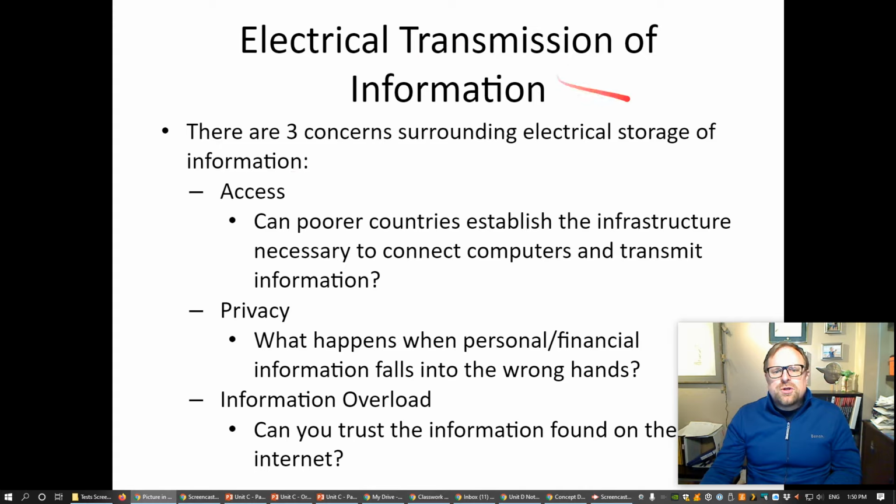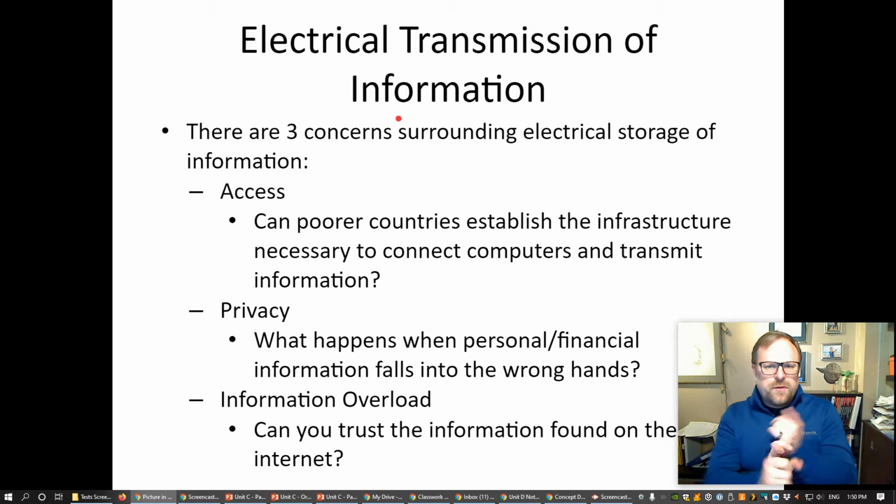But the transmission of electrical information, what we're talking about is what we use with cell phones, what we do with the internet, Wi-Fi, all of that kind of stuff. And there's concerns associated with that.